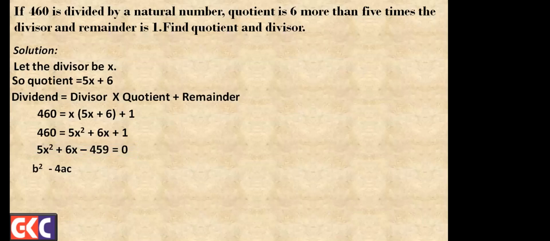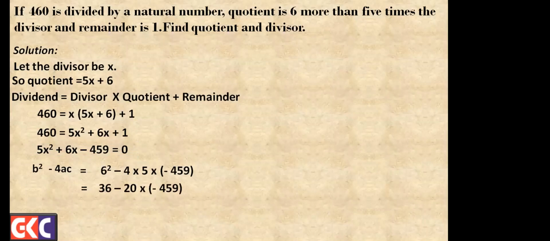Okay, all the questions and answers I am explaining right now are in short. While writing, make sure that you are writing each and every step. So b square minus 4ac, value substituted. b's value is 6, so 6 square minus 4 into 5 into minus 459. Step by step, 6 square will be 36 without a problem.